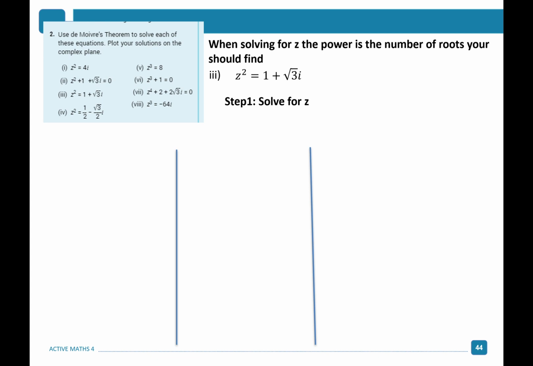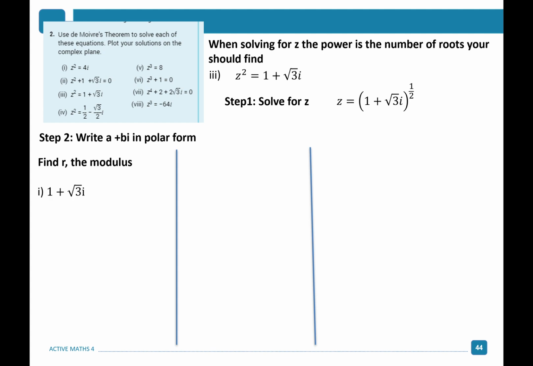Step 1. Solve for z. To do this, we square root both sides of the equation. z is equal to 1 plus root 3i to the power of a half. Step 2. We now write a plus bi in polar form. In this case, we're writing 1 plus root 3i in polar form. To do this, the first thing we need to do is find our modulus.